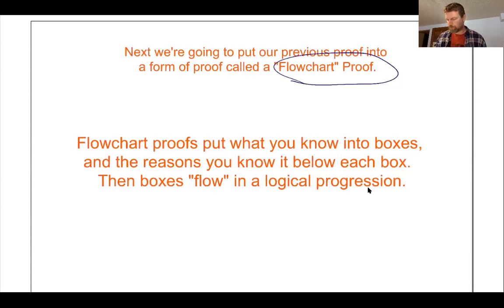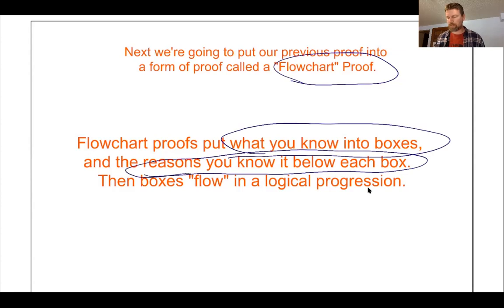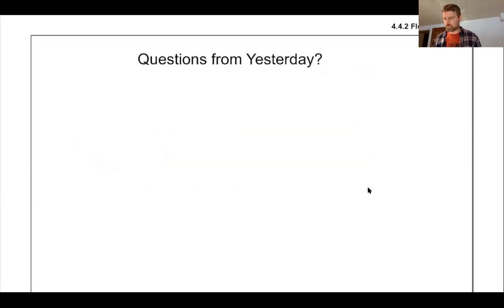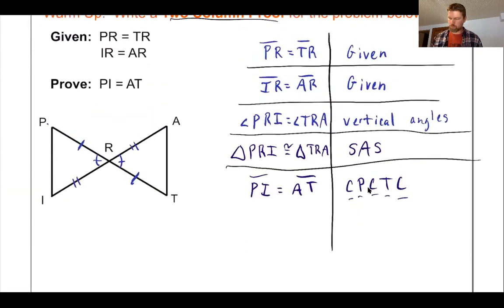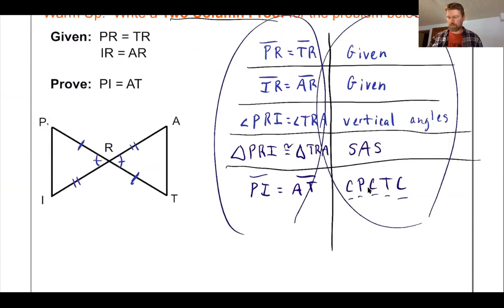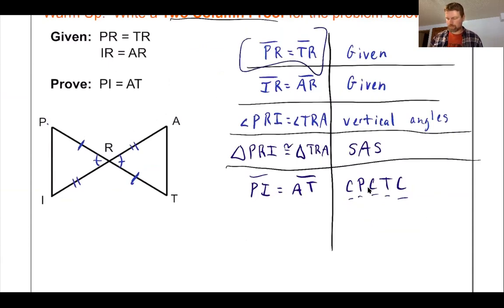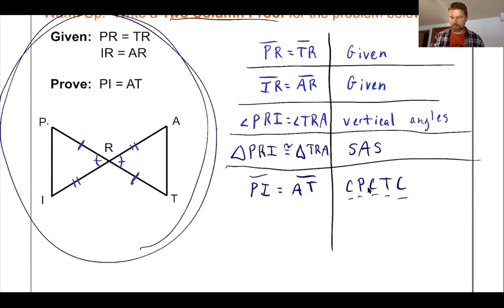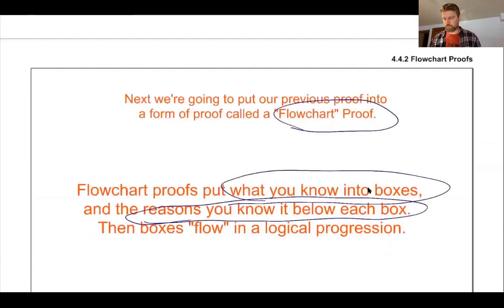With flowchart proofs, you put what you know into boxes. And then the reasons you know it, you're going to put that reasons below each box. So instead of having them in columns, what you know on one side and how you know it on the other, what you know is going to be in boxes, and the reason is going to be right under the box. So what we're going to do first is we're going to do this same exact proof we just did, but now we're going to do it again in flowchart form.